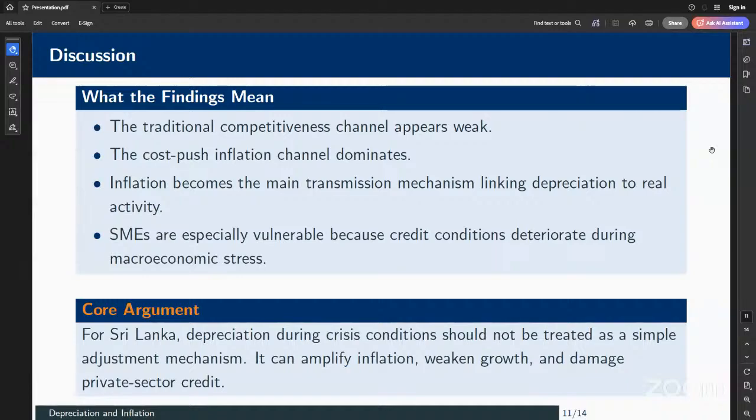On the other hand, SMEs are particularly vulnerable because they depend heavily on credit and have limited capacity to absorb cost shocks. So the broader argument is that depreciation during a crisis can weaken growth and private sector credit through inflationary pressure.